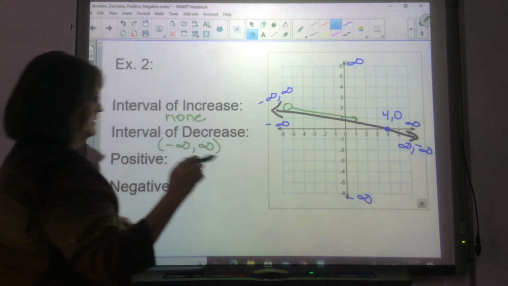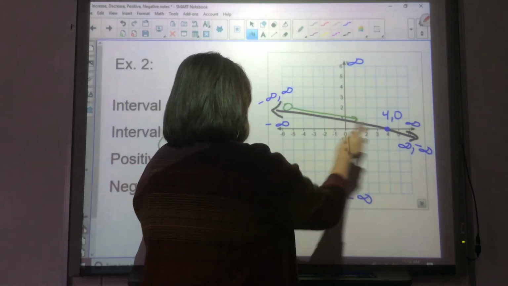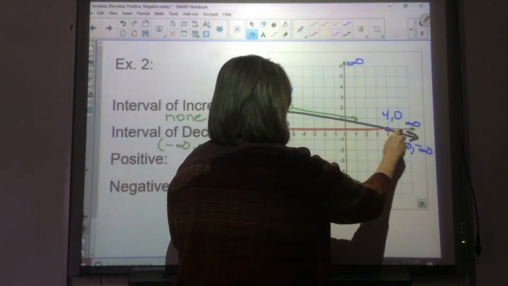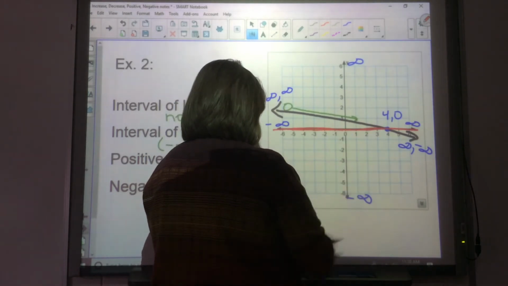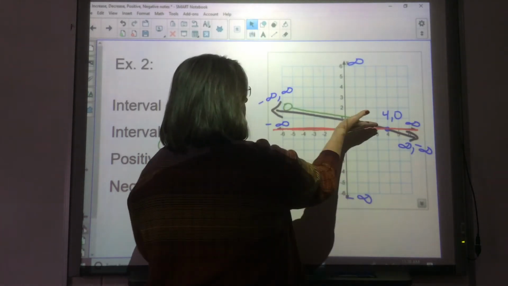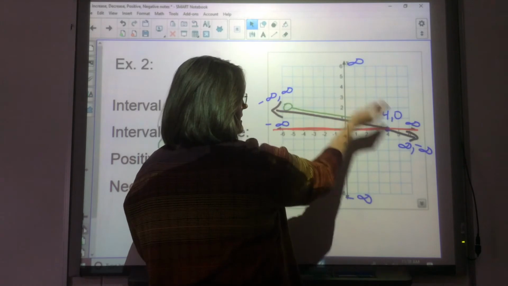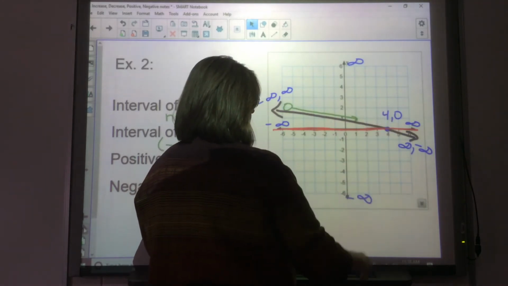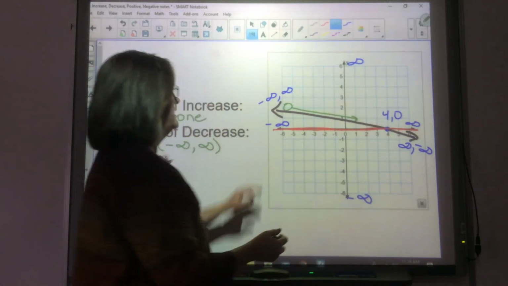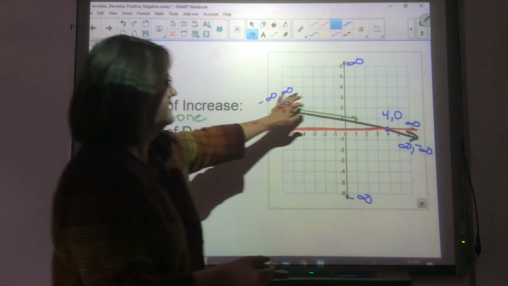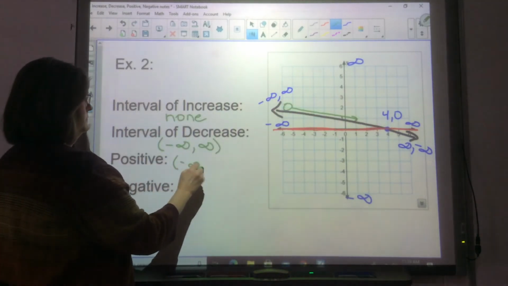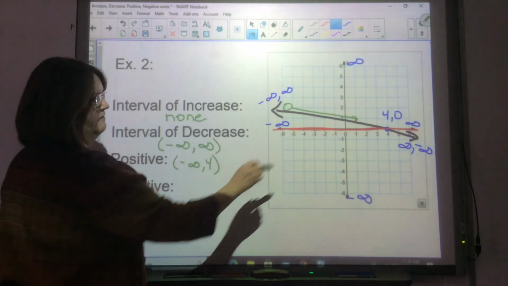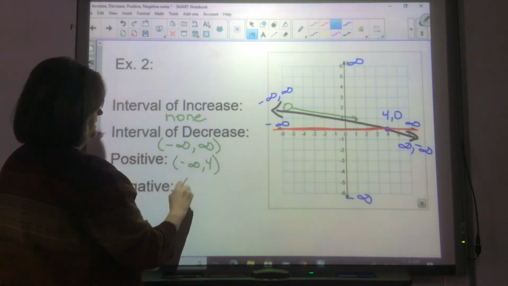All right. Now, this is our x-axis. Everything above the x-axis is positive. Everything below the x-axis is negative. So this graph is positive from negative infinity to 4. And it is negative from 4 to infinity.